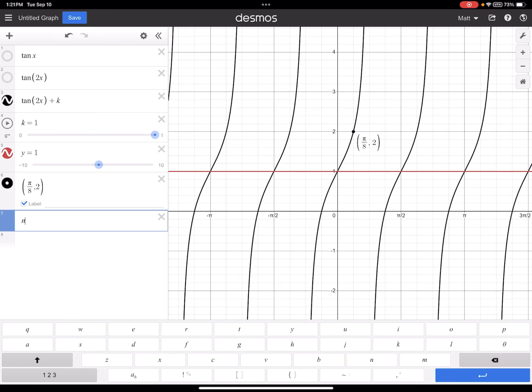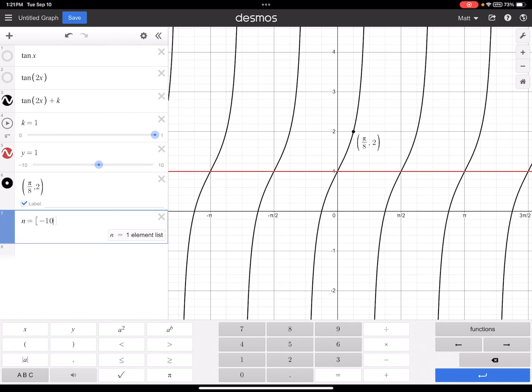Define a new variable n to be equal to, then use brackets. Let's begin at negative 10, comma, dot, dot, dot, comma, 10. And this just made a list of numbers from negative 10 up to 10 that are integers. So that includes negative 9, negative 8, negative 7, etc., through 0, and then 1, 2, 3, etc., up until 10. So there's 21 numbers in this list.